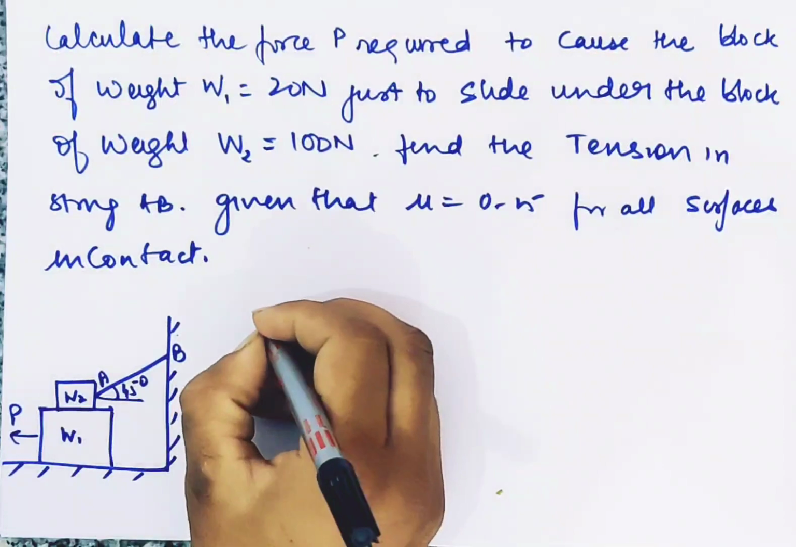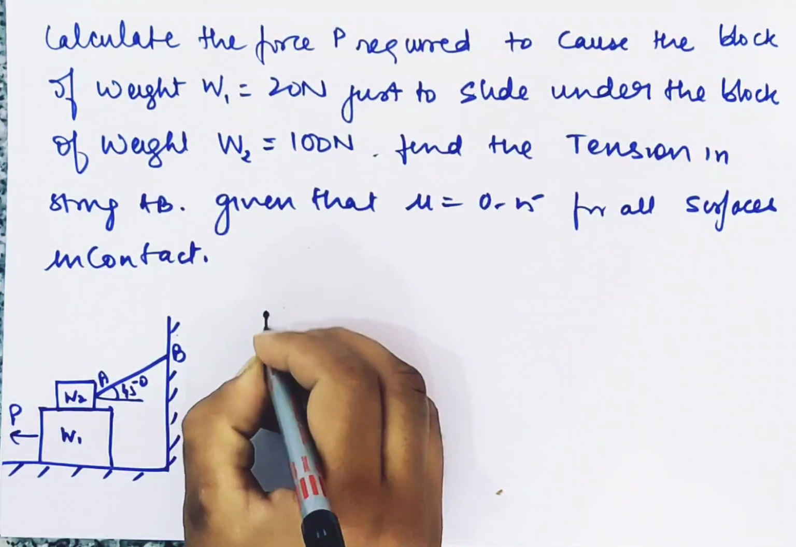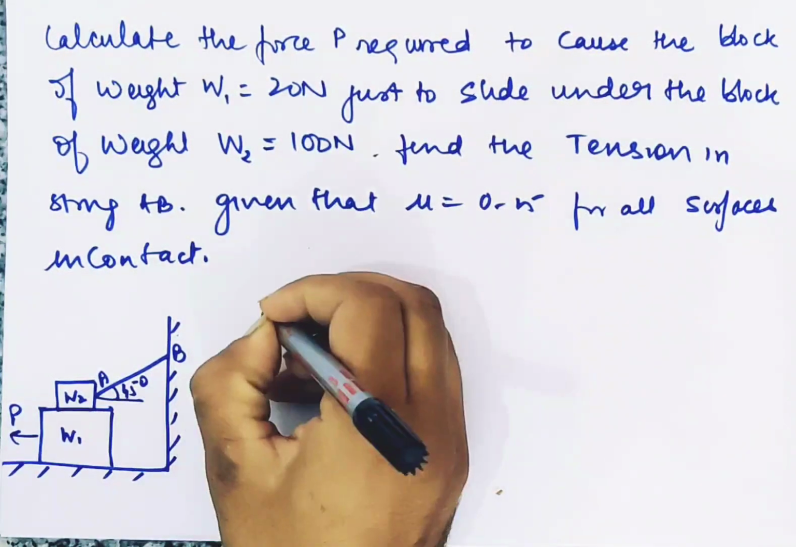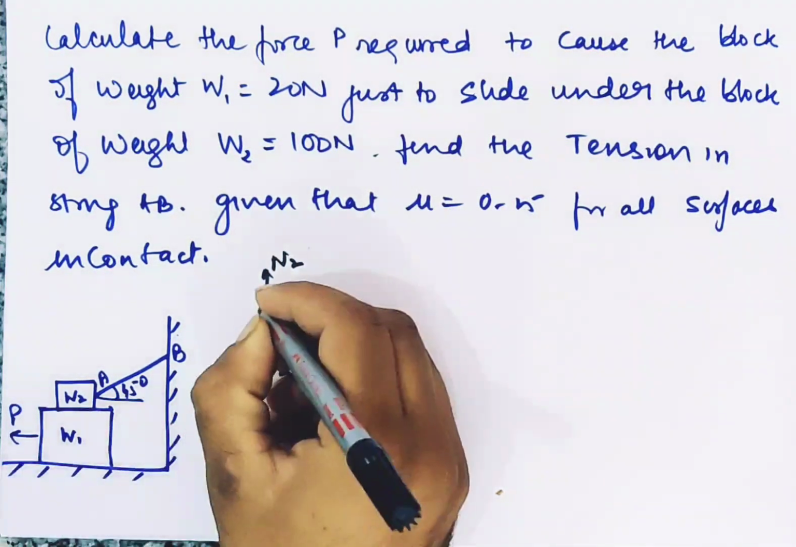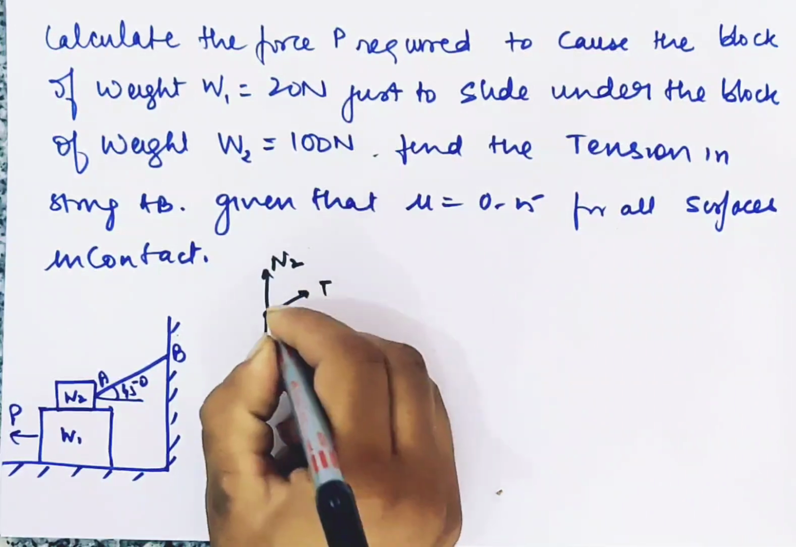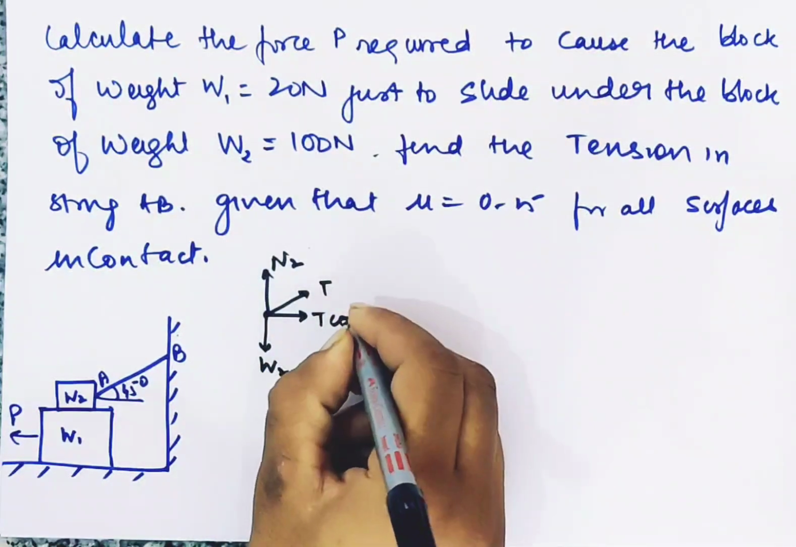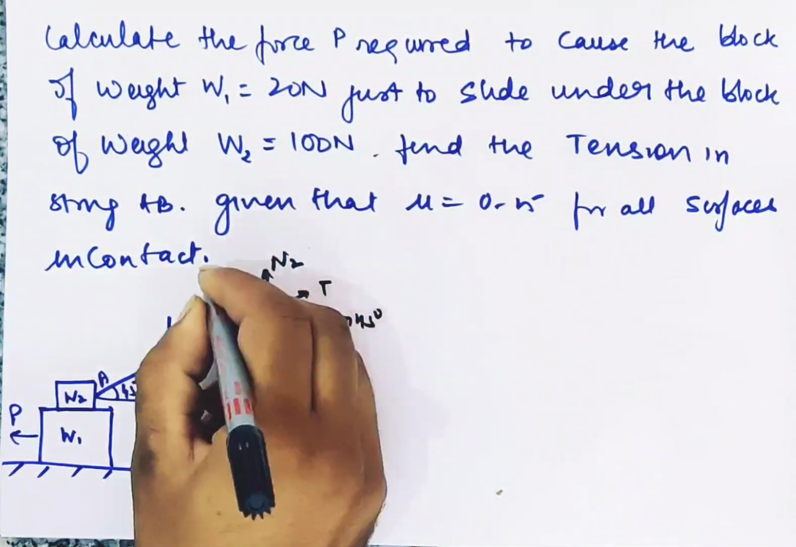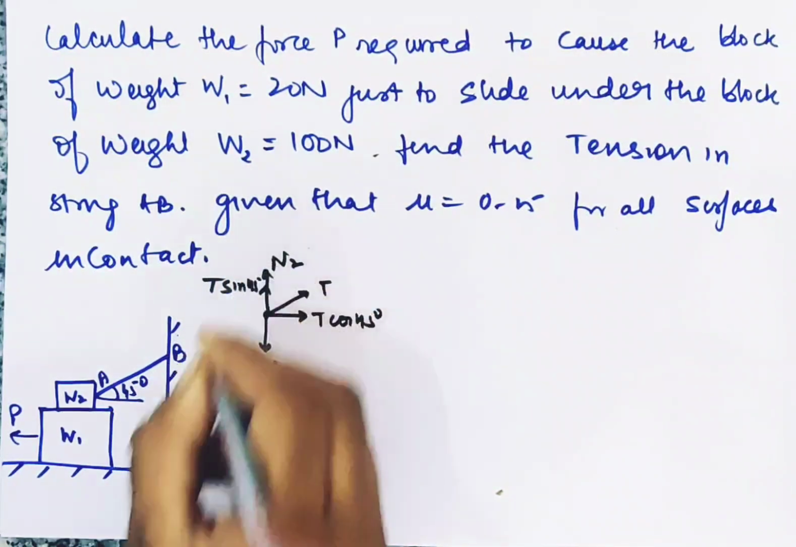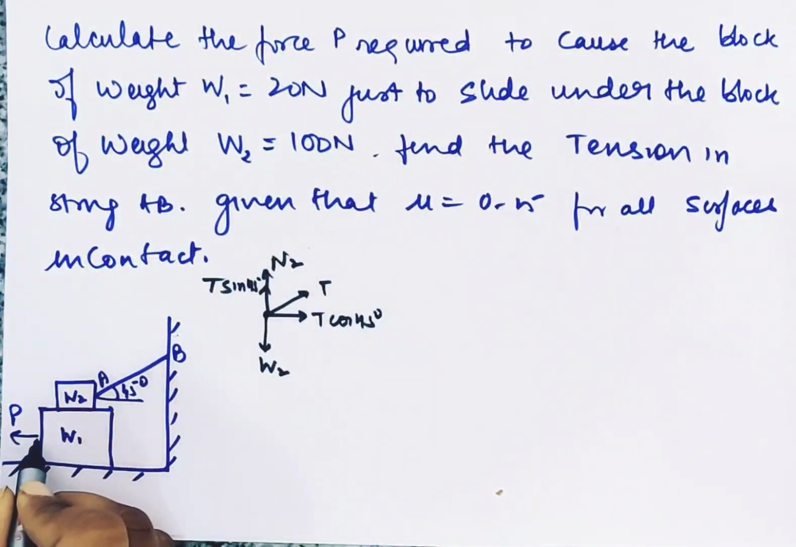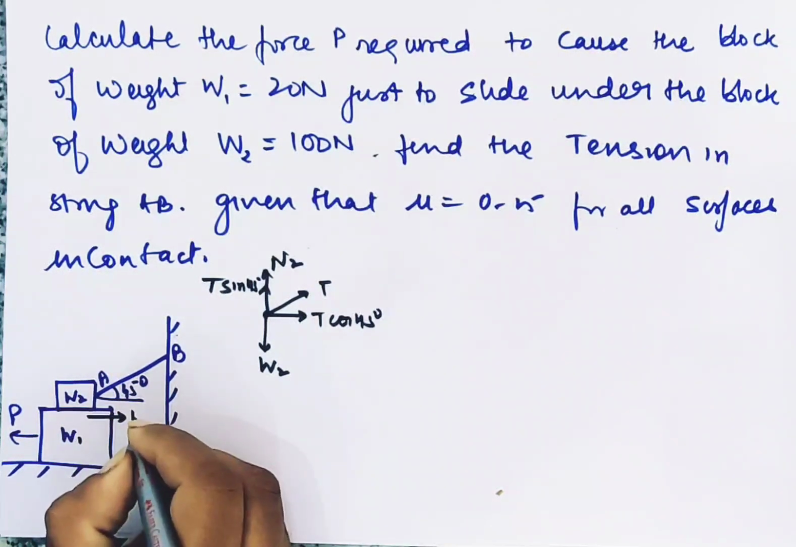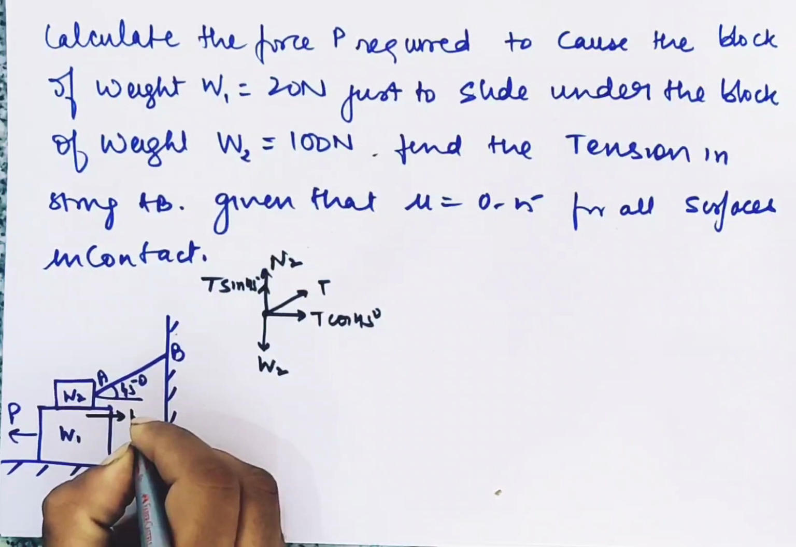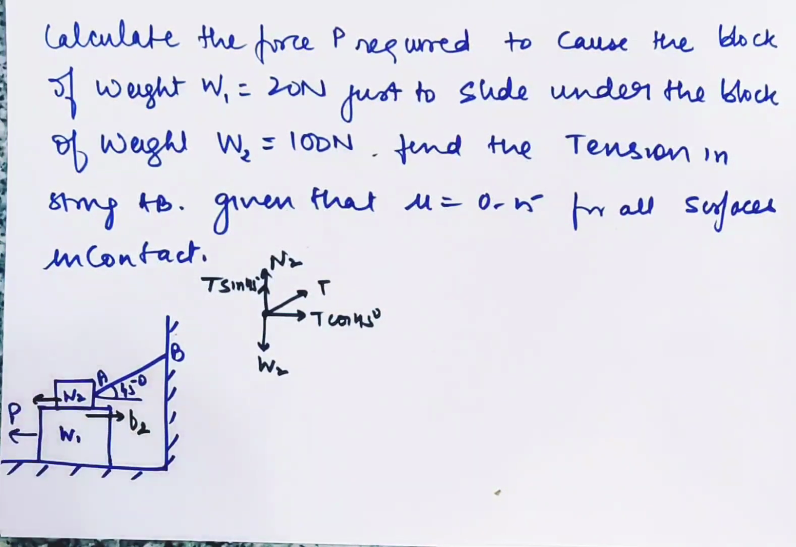AB. Let's take this block W2. W2 acts downwards and normal force N2 on it acts upwards. Then we have a tension T. This is T cos 45 and this is T sin 45. And if we are applying P force in the left direction, the friction on W1 acts in the right direction and I'll call it F1, and on W2 it will act in the left direction.